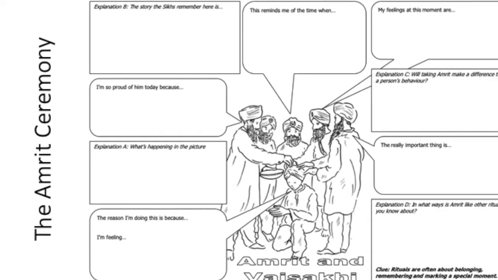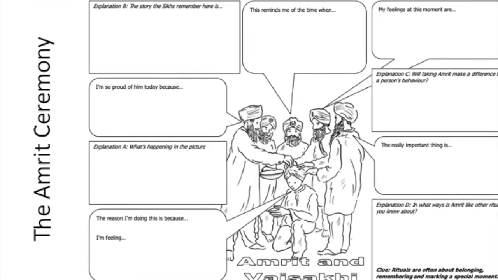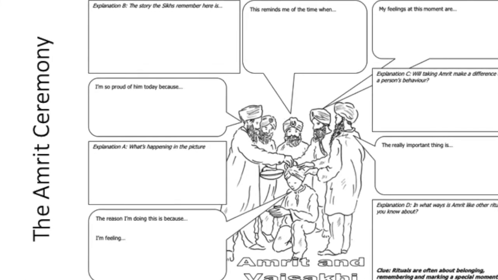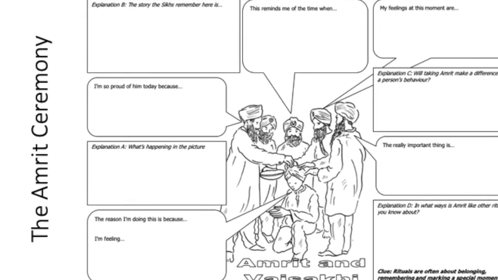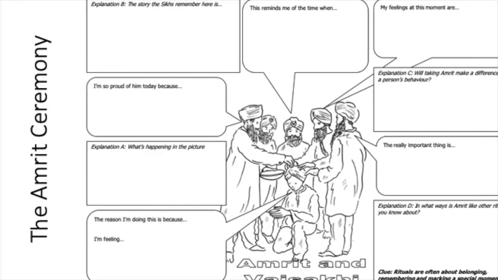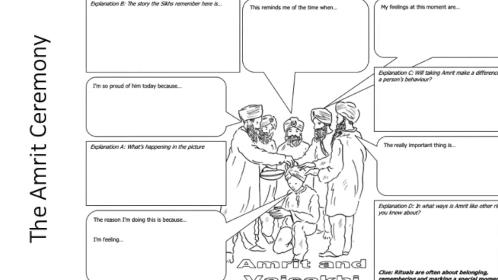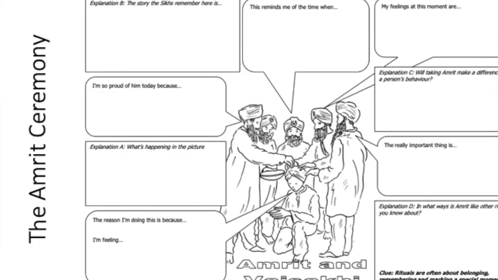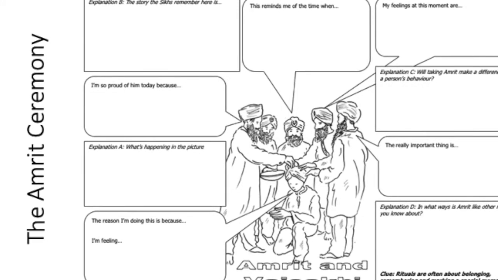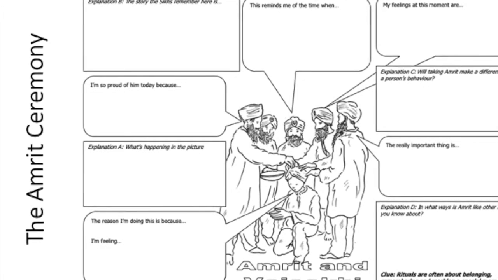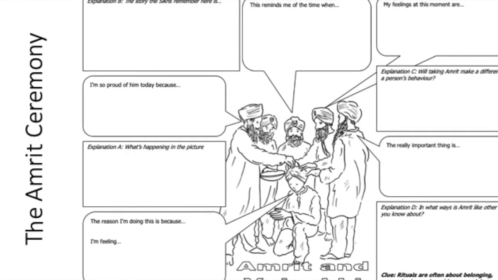So it's interesting. But if you can see, the speech bubbles remind us, or ask people to consider, the feelings of people going through the ceremony. And then there are a couple of things. What's happening in the picture, the story the Sikhs remember here, and will taking Amrit make a difference to a person's behavior? And then in what ways is Amrit like other rituals you know about?